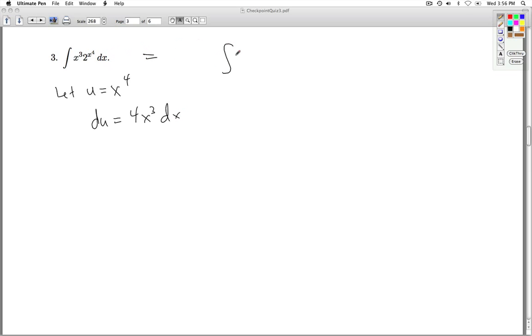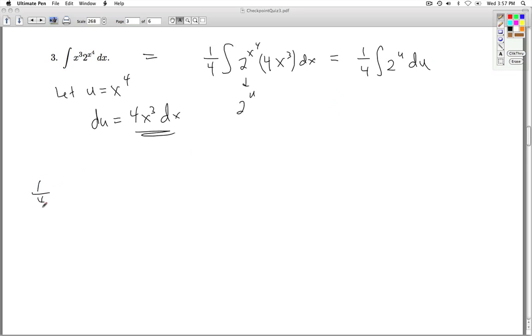We have a 2x to the 4th, which is fine, because that's going to be the 2 to the u. And we do have an x cubed dx. We'd like a 4x cubed dx, but once again I can multiply that by 4 as long as I divide that by 4. And so in the land of u, I get 1/4 integral 2 to the u du.